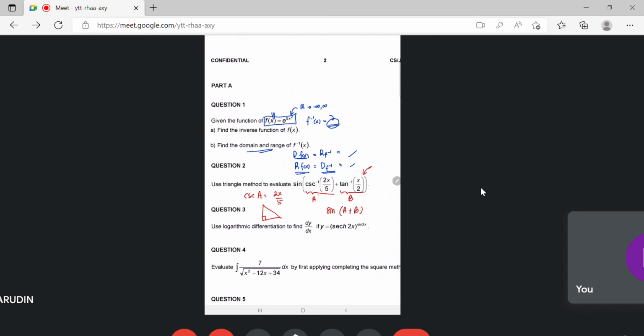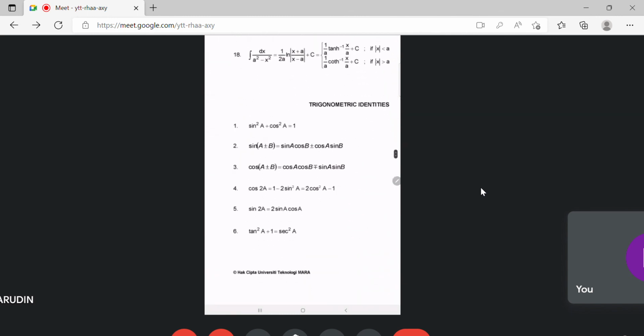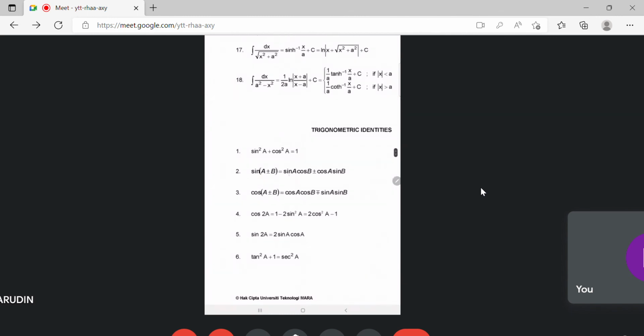Okay, ini tengok pada appendix. Sin A plus B, dia adalah sin A cos B plus cos A sin B. Ya. Saya zoom out. Okay, zoom in lagi. Yang ni. You nampak perasan tak? Sin.